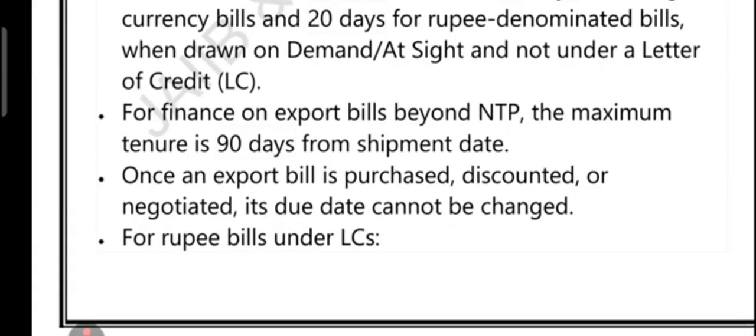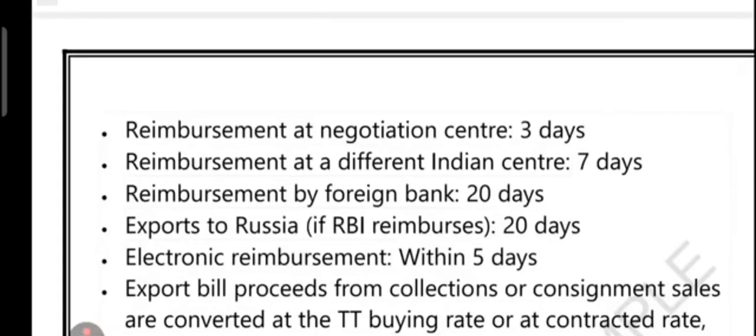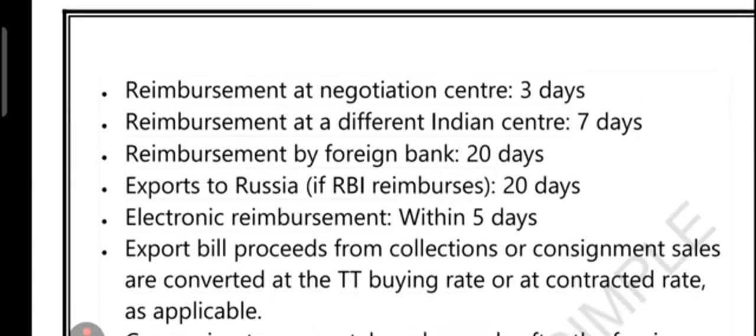Now one more point is that once a bill is purchased, discounted or negotiated, you can't change its due date. It is fixed. Now suppose it is a rupee bill under a letter of credit. FEDAI sets the maximum reimbursement time. If it is the same city, which means reimbursement at the negotiation center, it is 3 days. If it is reimbursement at a different Indian center, which means a different city in India, then 7 days. If it is reimbursement by a foreign bank, then 20 days.